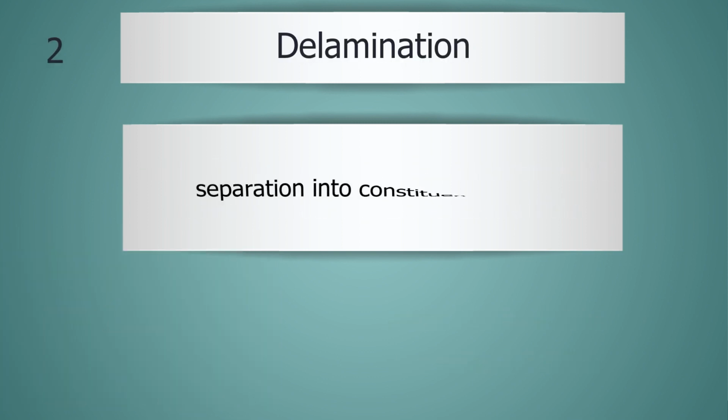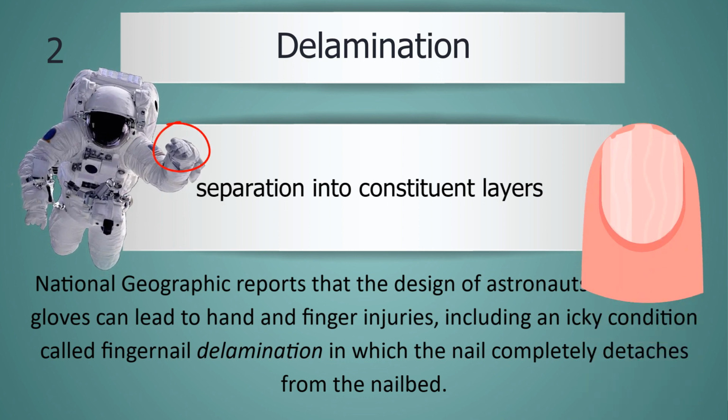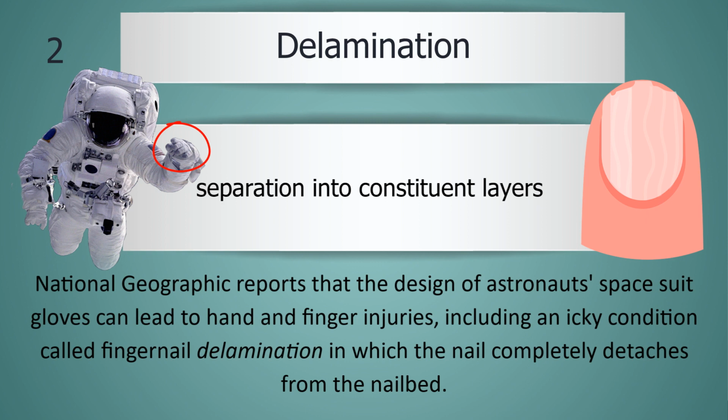Delamination. Separation into constituent layers. National Geographic reports that the design of astronauts' spacesuit gloves can lead to hand and finger injuries, including an icky condition called fingernail delamination, in which the nail completely detaches from the nail bed.